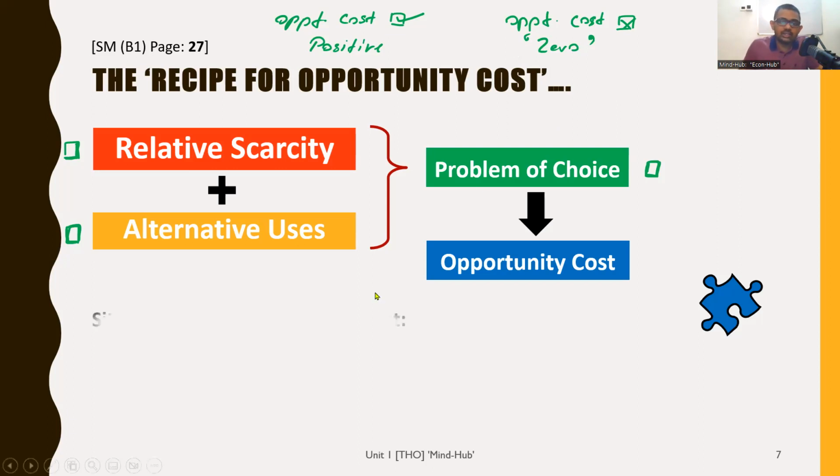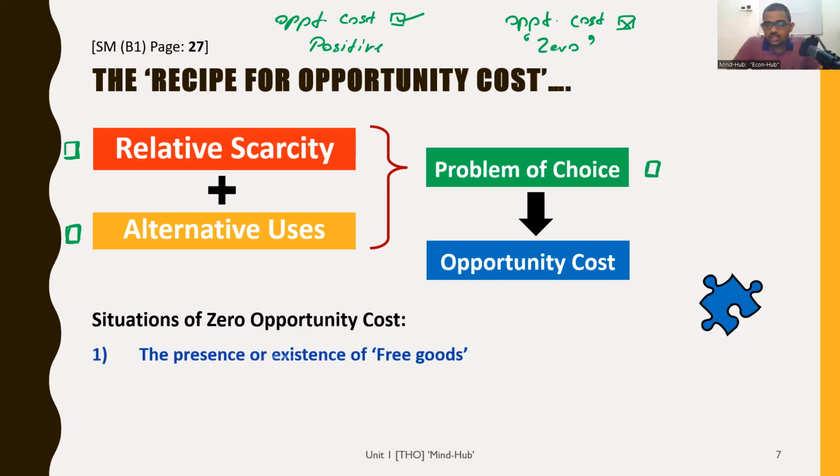Right, let's look at the situations. The first situation, you can write this along with my explanation. I've also given a small explanation in your study material. You can go through that. It will be very clear for you. Right? First one, please write the presence or existence of free goods. I want you to add something to this. Presence or existence of free goods.